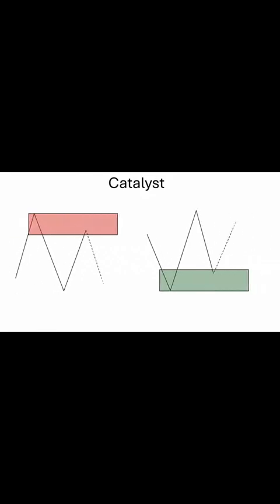So let's talk about the catalyst. The catalyst is the factor that starts or kicks off the entire move. In other words, an initiator, where the bulk of institutional orders are injected. For this entry model, our catalyst will be the daily extreme supply and demand zones. Here we have an example.